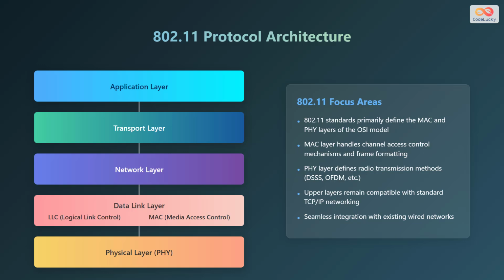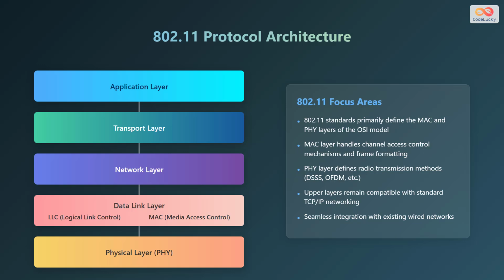Now let's explore the 802.11 protocol architecture. Starting from the top, we have the application layer followed by the transport layer, and then the network layer. The data link layer is next, which is further divided into two sublayers: the logical link control and the media access control. And finally, we have the physical layer.